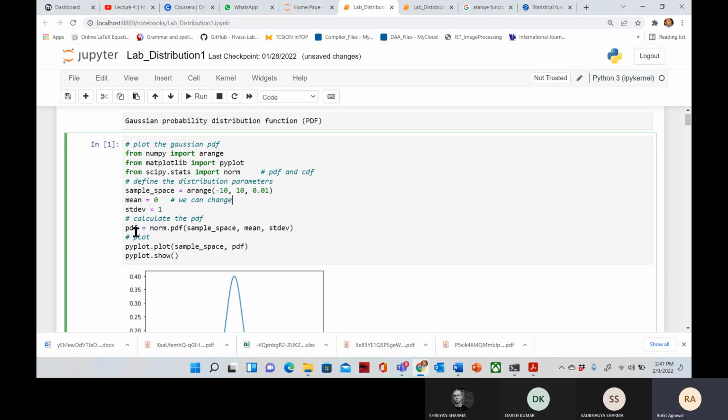So I'm just doing this norm. That means norm is under which, from scipy.stats. Do you want to see what is scipy.stats?